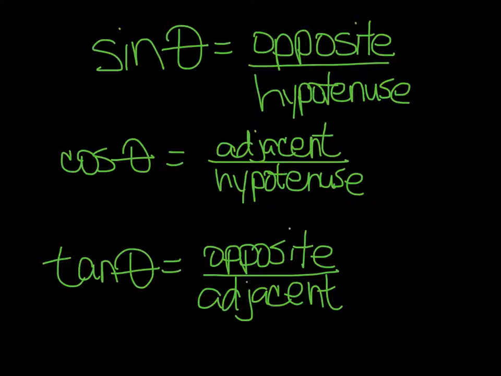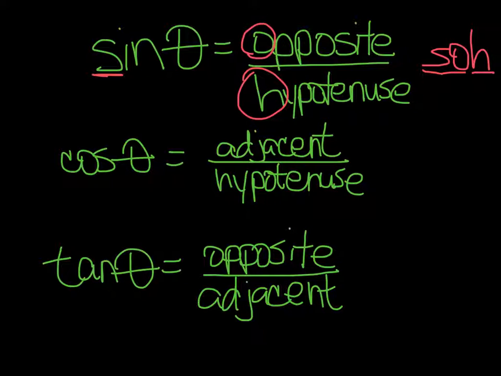Okay, so to review our 3 trig functions, we have sine, cosine, and tangent. The ratio of the sine function is the side that's opposite the angle you're coming from over the hypotenuse. The cosine is adjacent over hypotenuse, and the tangent is opposite over adjacent. One little rhyme that people use to remember these is SOHCAHTOA. Sine is the opposite over the hypotenuse.